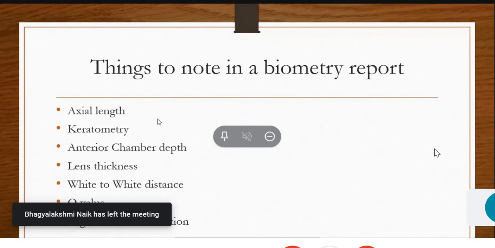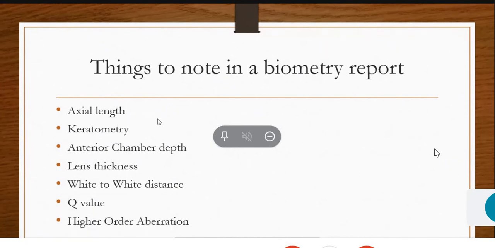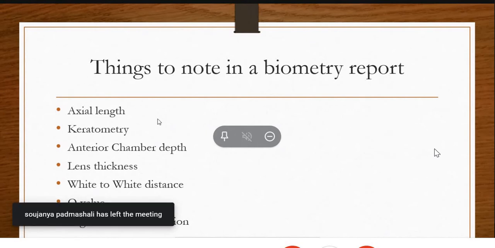I am also going to talk about formula selection today. After this, I am going to talk to you about each formula selection, and for what kind of patient you can select what kind of formula. The next thing is the lens thickness.